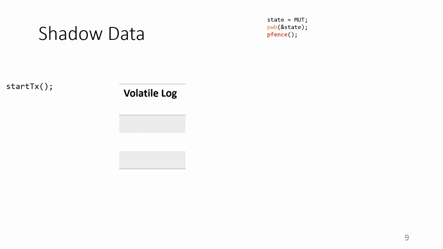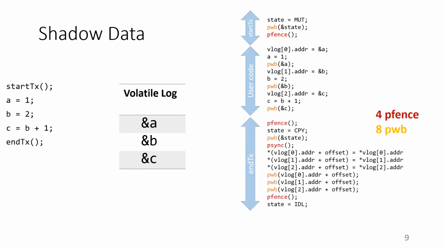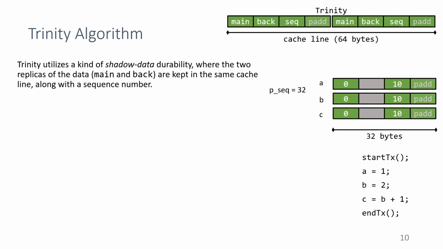With shadow data, we don't need a persistent log. We can keep a volatile log just as an optimization, but we do the actual modifications in place and flush them. So one flush for every modification first, and then at commit time, we have to do a fence, change the state that indicates that now it's the next replica that's consistent, and then again, we copy all the modifications to the other replica, flush those, and fence again. So this reduces to 4 fences and 8 flushes.